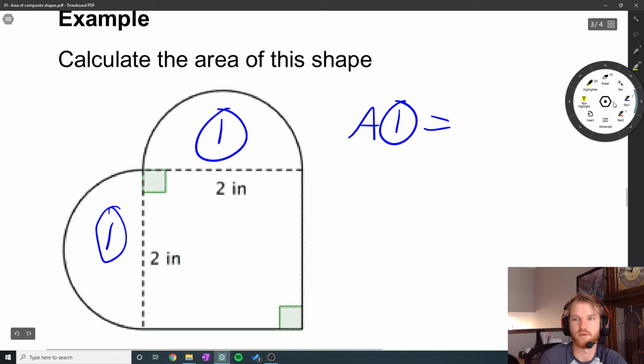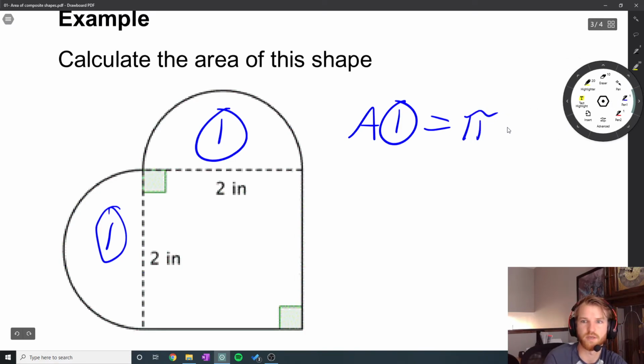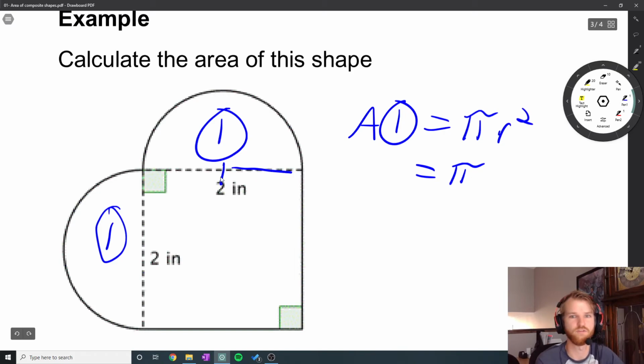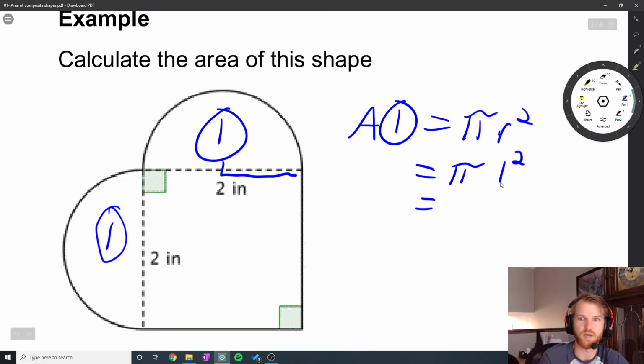The equation for a circle, if you look on your formula sheet, is pi times r squared. So we would say pi times the radius here, remember, is just halfway across. So if this is 2 inches across, then its radius is just going to be 1 inch. So 1 squared. Pi times 1 squared, anything times 1 is just itself, so it's just going to be pi. Our answer here is going to be 3.14, and we are talking about inches squared.